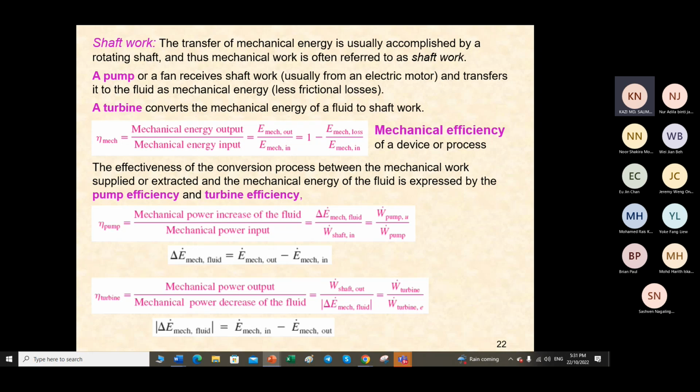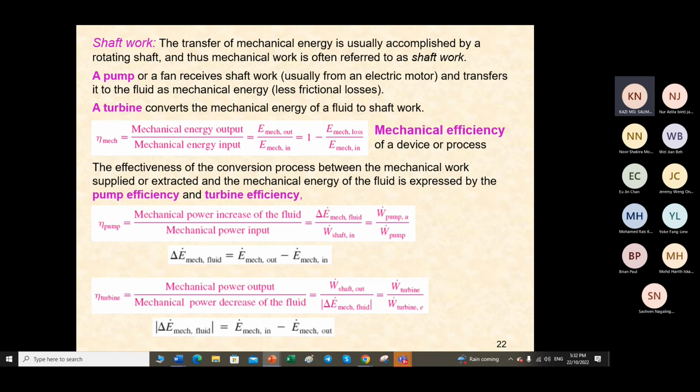And then the pump efficiency and turbine efficiency can be calculated. Eta pump is equal to the mechanical power increase of the fluid divided by the mechanical power input. So it can be written like this: the E mechanical fluid divided by the mechanical shaft work, because the shaft work of the pump is equal to the shaft work of the motor multiplied by the efficiency of the motor, which is equal to the shaft work of the pump.